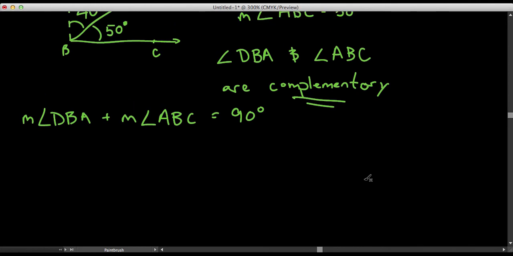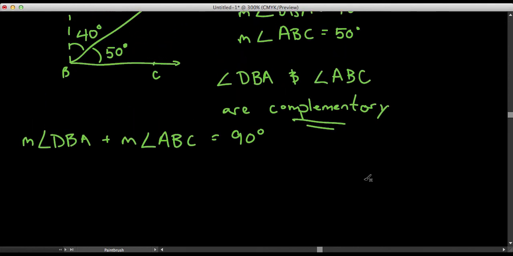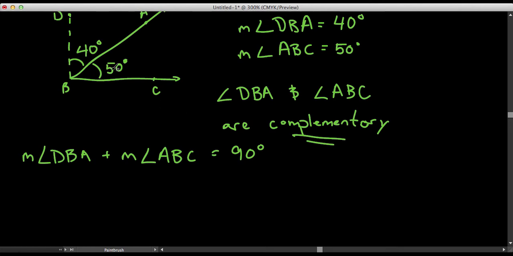So the other thing that we can assume from this is if this angle here, ABC, is 50 degrees, and the two angles sum to 90 degrees, then we can say that ray, or we'll say line segment DB is perpendicular to line segment BC.